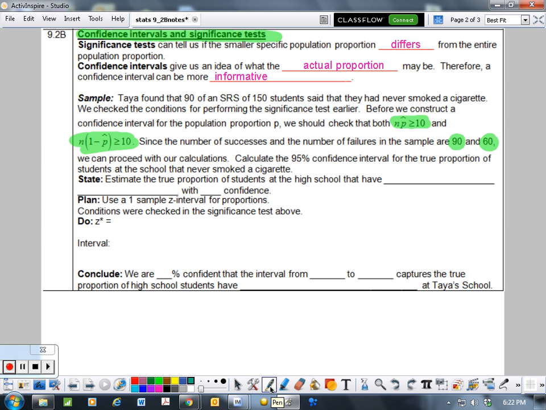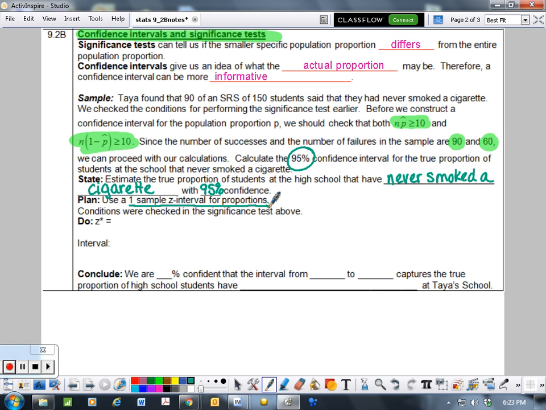So now we're going to calculate a 95% confidence interval for the true proportion of students at the school that have never smoked a cigarette. And we're going to do this with 95% confidence. So we're going to use a one sample Z interval for proportions. We checked the conditions, so we're going to go ahead and find a Z star.